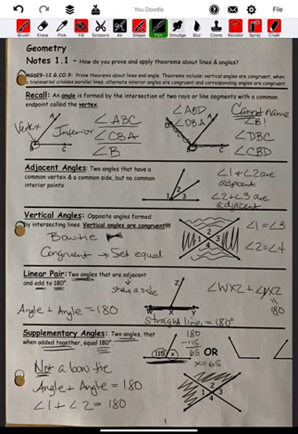And for the two examples over here to the right, these two angles are not linear pairs, but they are supplementary angles, because this one's 130 degrees and this one is 50 degrees. So these are not linear pairs, but they are supplementary, because if we added the two angles together, they would give us 180.